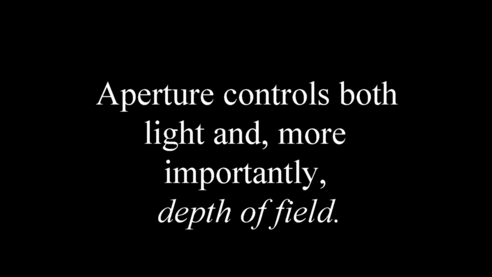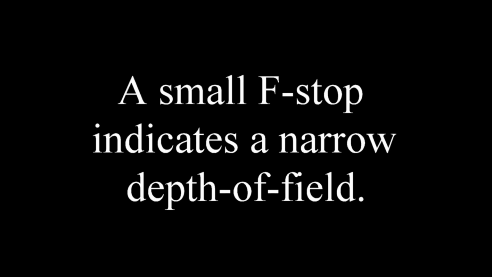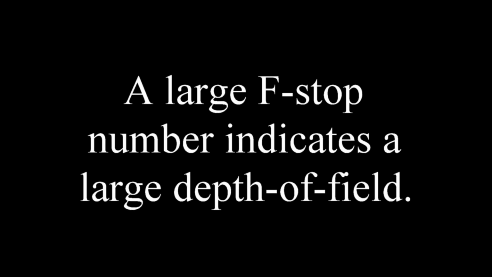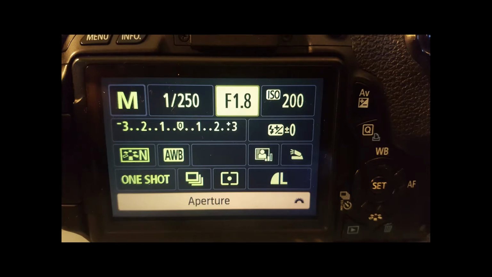That is not the most important part of aperture, though. The light is important, but more important is the depth of field. A small f-stop or aperture number indicates a narrow depth of field, and a large f-stop number indicates a large depth of field. If you are letting a large amount of light into your camera, you are only focusing on a very narrow depth or plane.